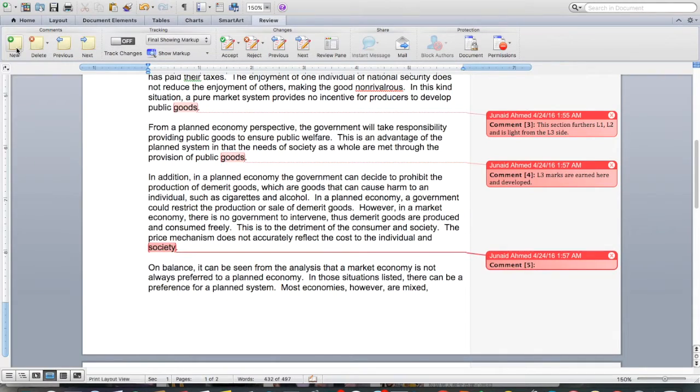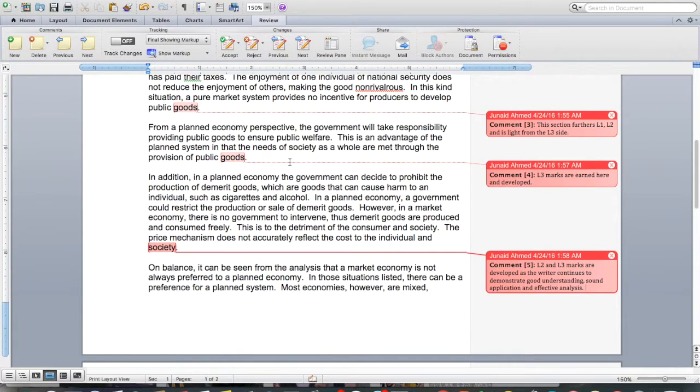So here, we are getting into some good L2 and L3, right? We're making a statement and then we're going through and supporting it by saying something that the planned economy can prohibit demerit goods. We define demerit goods, and then we talk about the problem of demerit goods, and then we kind of give an example and go through somewhat. So L2 and L3 marks are developed as the writer continues to demonstrate good understanding, sound application, and effective analysis.